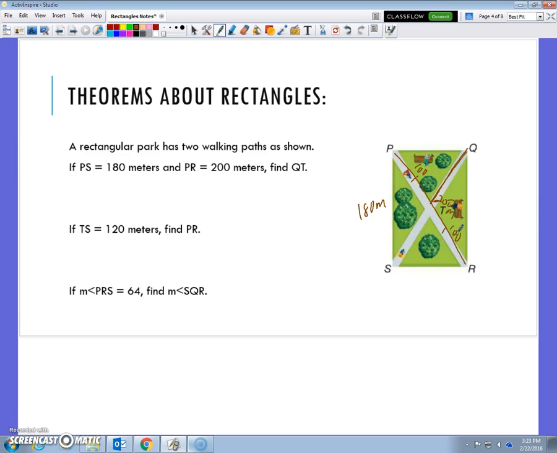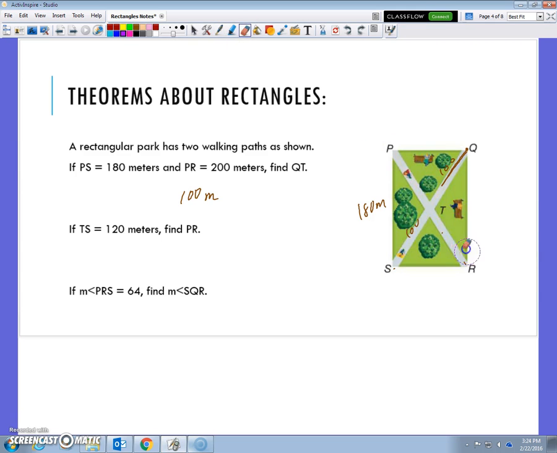Well, if I know for sure that each side is 100, then I can also say that this must be 100 and this must be 100 as well. So if I'm asked what QT is from here to here in the middle, I would know that it is 100 meters. Once again, I know the diagonals are congruent, and I know that each diagonal bisects the other. So if this bisects and there's 100 left on each side, then it follows that QS would also be bisected, and there would be 100 on each side of that.